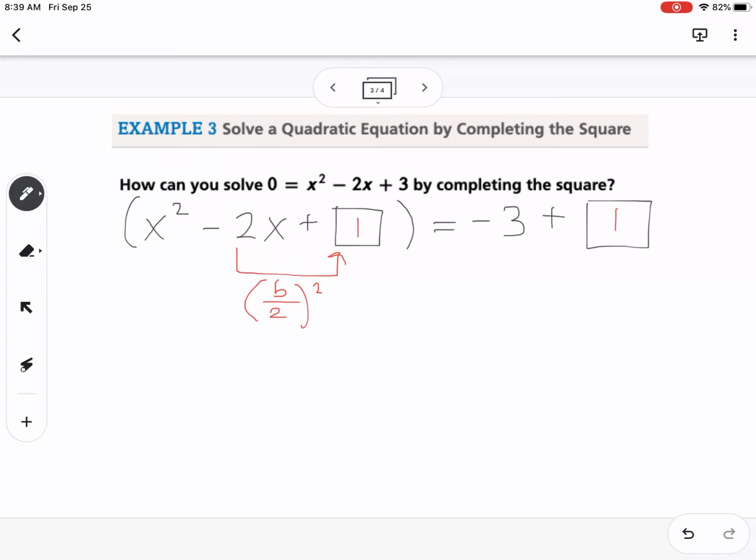Okay, so the reason that we do this is because now this left-hand side is a perfect square trinomial. So we think what two numbers multiply to positive 1 and add to negative 2. You can also shortcut it and know that it's just going to be half of whatever your b value is. So it would be x minus 1 times x minus 1. And this right-hand side is going to turn into negative 2.